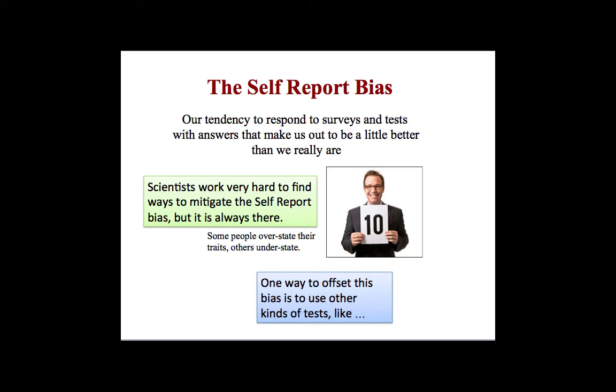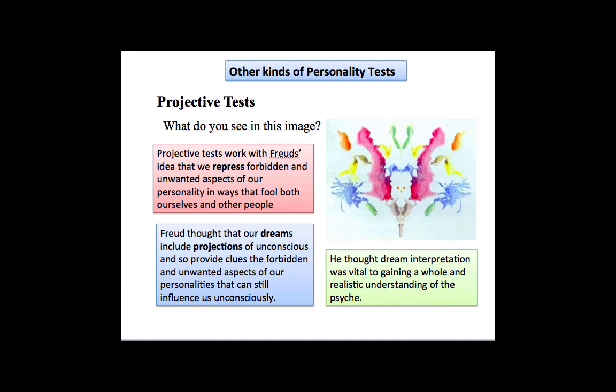Another way is to use other kinds of tests. So let's look at a couple of other kinds of tests besides these more objective tests that we've been looking at, where you fill in blanks, like with the Big Five. The other kind of personality tests that they use are called projective tests. Projective tests are when you look at something like this image, a Rorschach ink blot test image, and they're actually designed to be disturbing and evocative and sort of obvious.